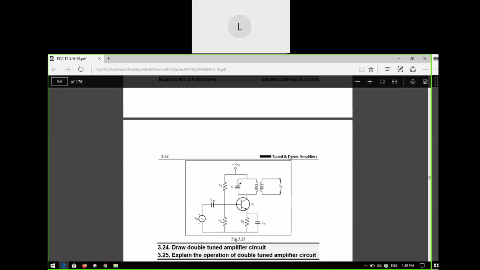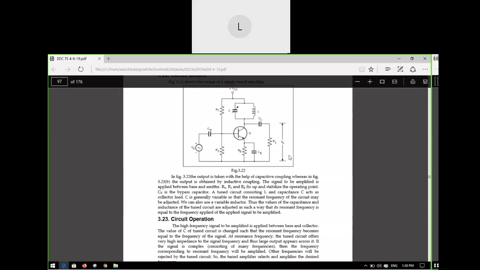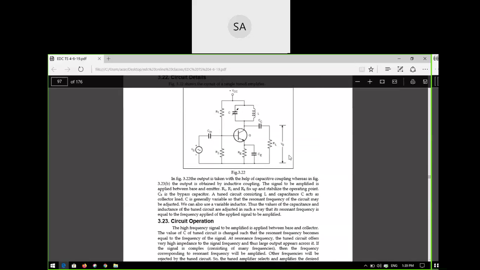What is the meaning of staggered tuned? It uses a number of single tuned amplifiers cascaded. So a number of single tuned amplifiers are connected in cascade, a series of single tuned amplifiers as a load. You can call it staggered tuned, and in staggered tuned, variable capacitors are used in order to change the frequency or resonance frequency. So this is the difference.